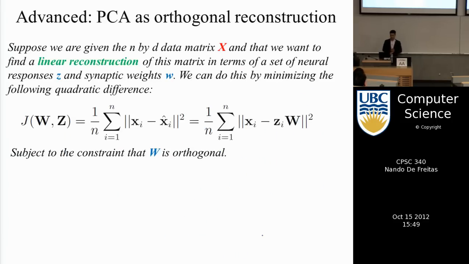OK, I'm going to go very quickly over this. This is sort of an advanced topic. I will not examine this, but for people who actually want to understand this, it is very useful. It's certainly for people who are serious about machine learning.